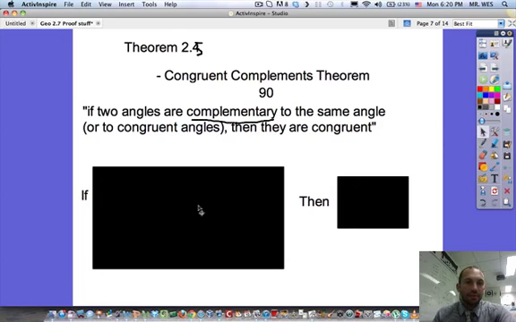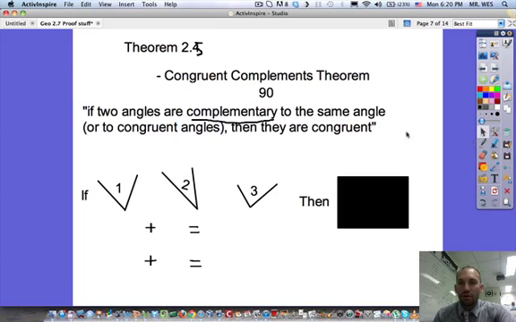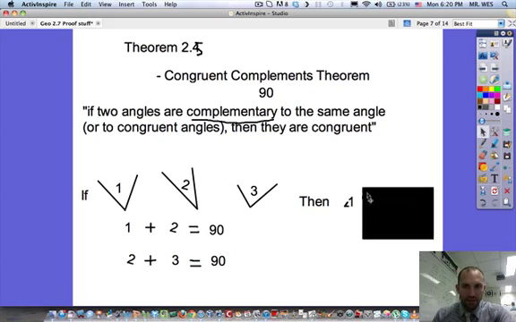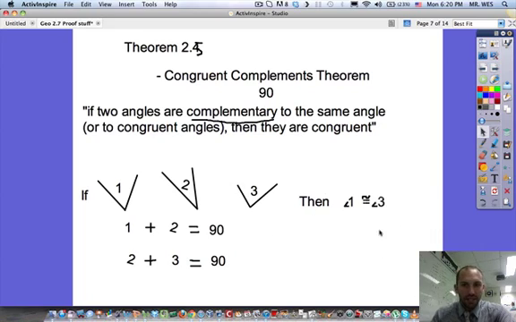So the same idea, if we have this situation where we take angle 1 plus angle 2, but this time they add up to 90 degrees, and then 2 and 3 are also complementary, so angle 2 plus angle 3 also adds up to 90, then what do you think? Well, you're right. We know that then angle 1 is going to be congruent to angle 3.